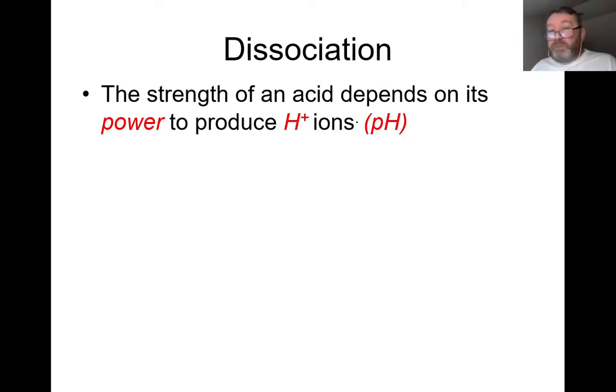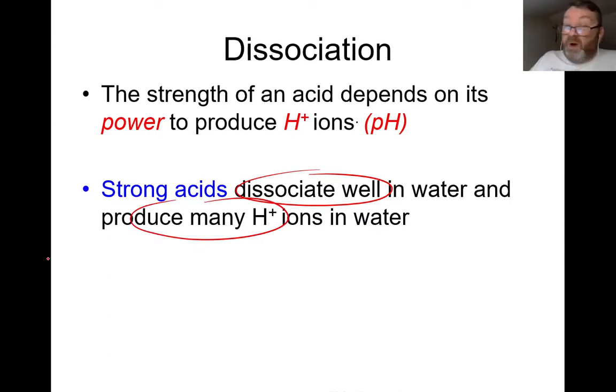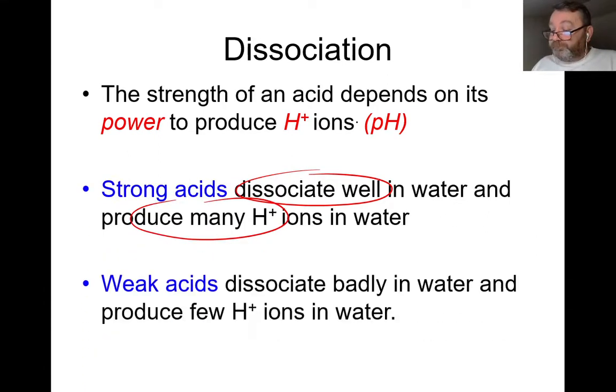So when we talk about strong and weak, we're talking about the ability of an acid to act as an acid. And if you've got tons of H+, by God, that acid will work very, very well and be very, very strong. Strong acids, therefore, dissociate well. That's extremely important. They dissociate well and they produce many H+ ions in water. Whereas the weak ones, on the other hand, dissociate badly. That means that they don't break up. You put them into water, they stay together.